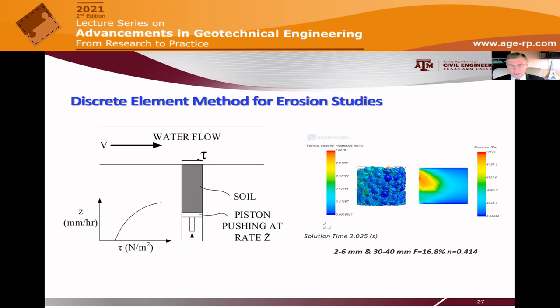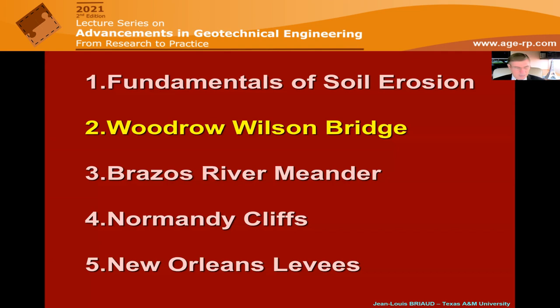All right, let's now go to the case histories. So I'm going to talk to you about three case histories, because all these fundamental issues, you know, so what? Like my father would have said, he was a contractor. So what? Well, we need to apply this to full-scale projects. And I've selected four projects here. The first one is a bridge. The second one is a meander problem. The third one is a cliff erosion problem. And the last one is levees overtopping and the New Orleans disaster.